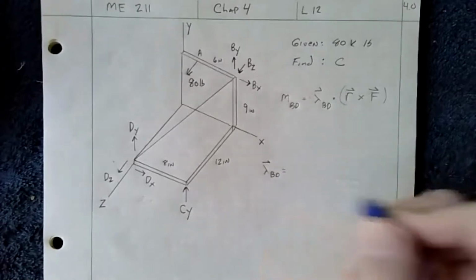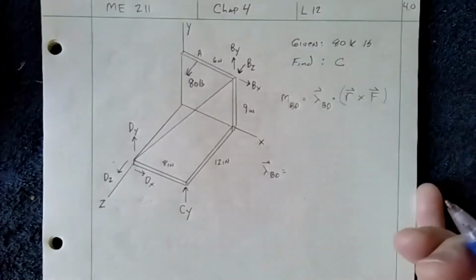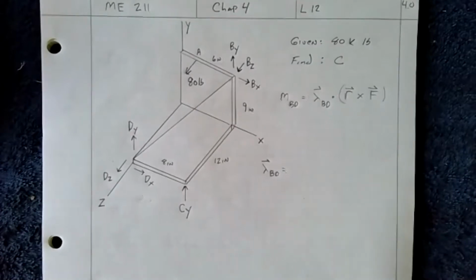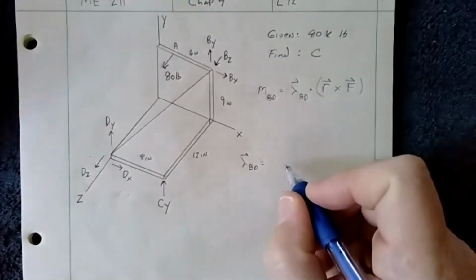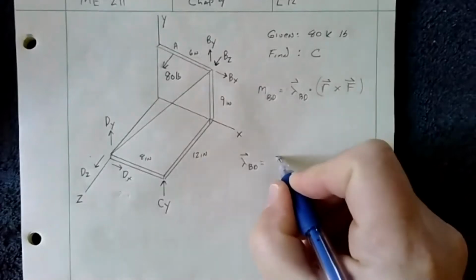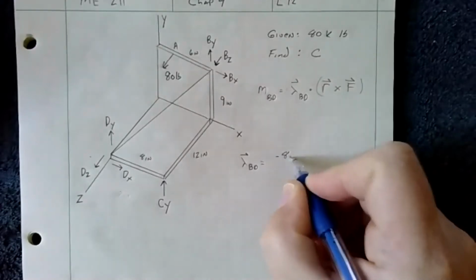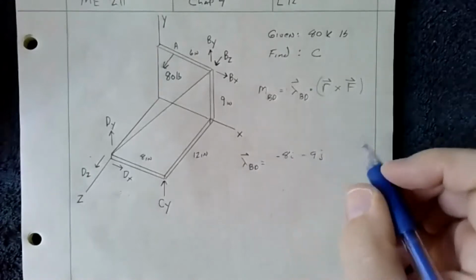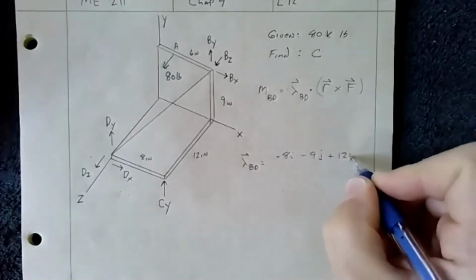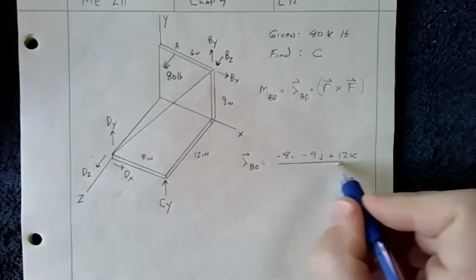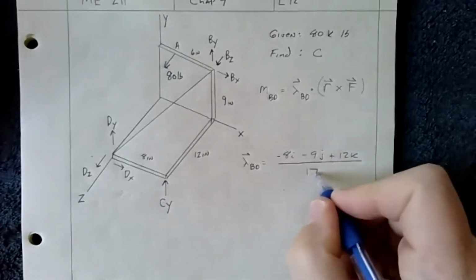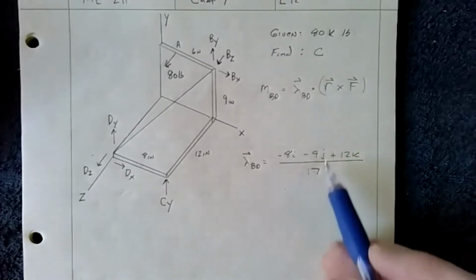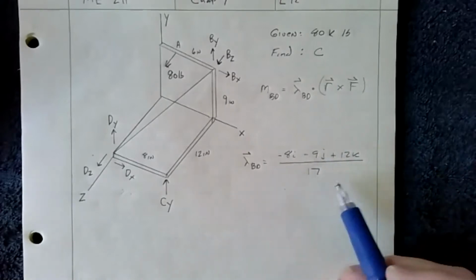And if you want to pause at this point and solve yourself, feel free. I think at this point you have everything you need to do the problem. But otherwise, I'm going to say negative 8I minus 9J plus 12K, and that's all divided by 17. That's just the magnitude, so I'm just going to leave that in the form 8/17, 9/17, 12/17.